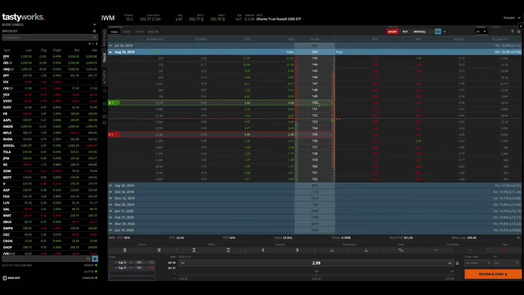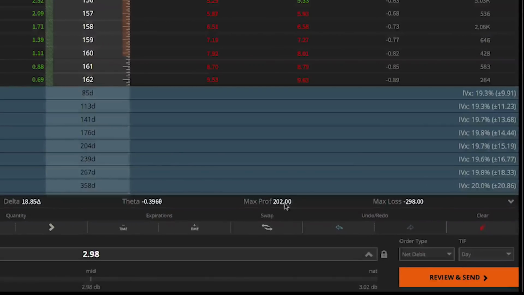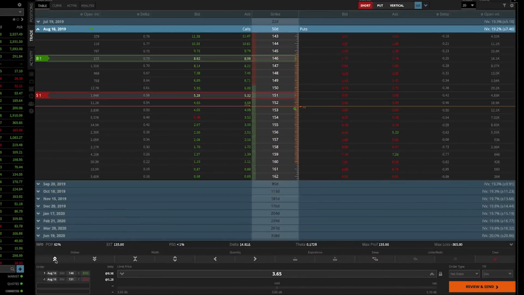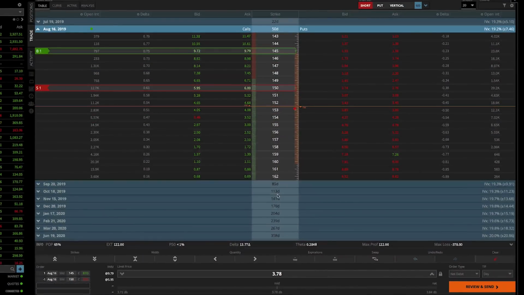Since this is a lower probability trade, the maximum profit potential here is $202, and the maximum loss potential is $298, which is a more favorable risk to reward profile than the 145-150 call spread, which we saw had a profit potential of $122 and a loss potential of $378.